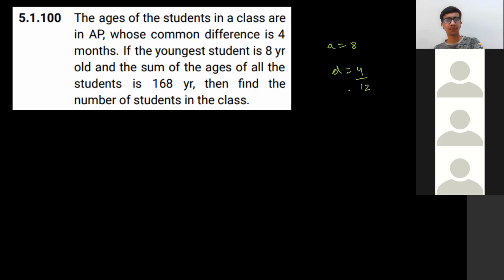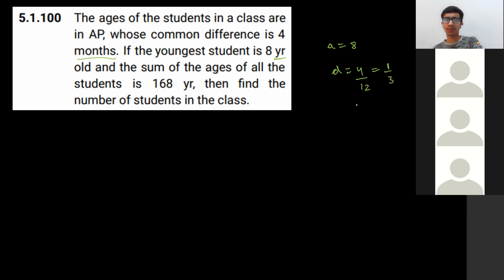So we have to convert it in years. So 4 by 12. Exactly. One of the units is in years and one of them is in months. So you have to convert either years to months or months to years. Yeah. Okay. So D is 1 by 3.